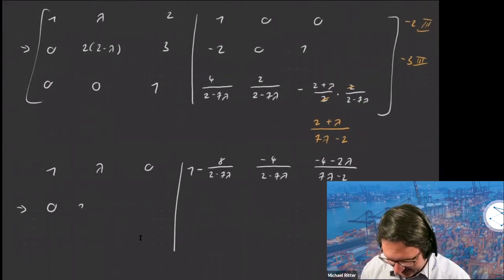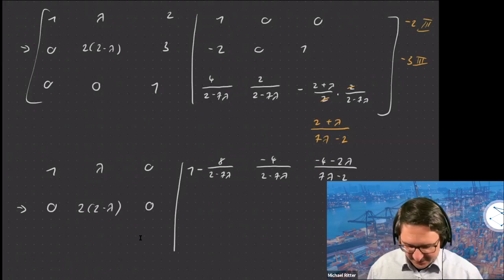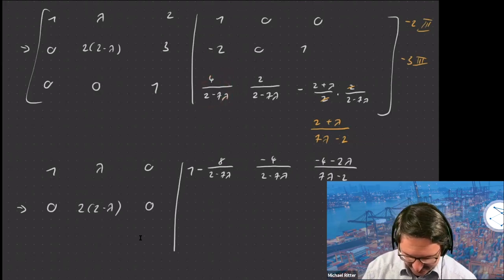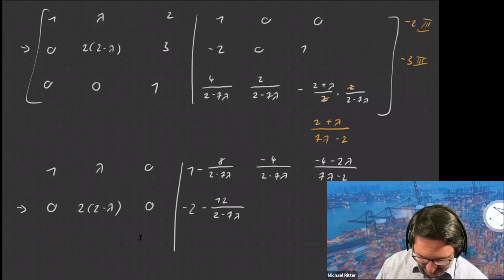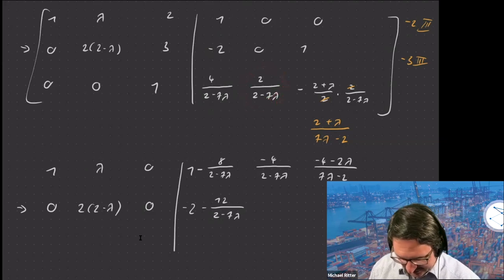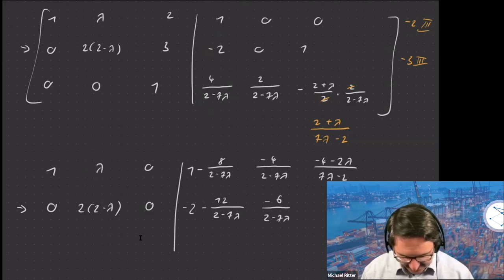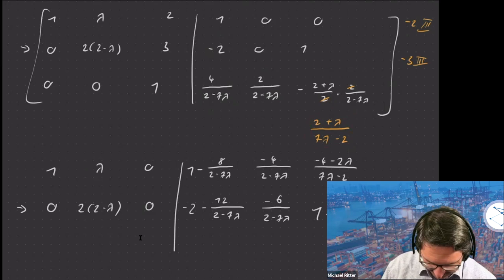Second row, 0, 2, 2 minus lambda, nothing happening there. Last entry becomes a 0. So for the right-hand side, we have minus 2 here, and we subtract 3 times this entry. So that's minus 2 minus 12 over 2 minus 7 lambda. Then we have 0 minus 3 times this entry here. So that's minus 6, 2 minus 7 lambda. And finally, 1 minus 3 times this entry here. That is 6 plus 3 lambda over 7 lambda minus 2.